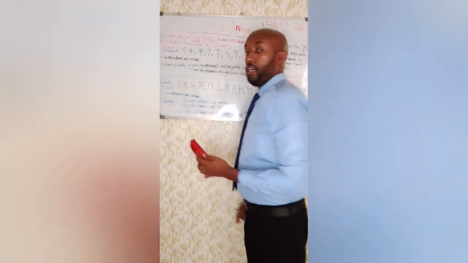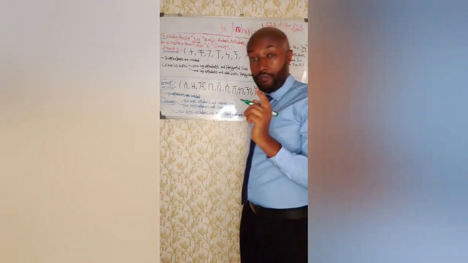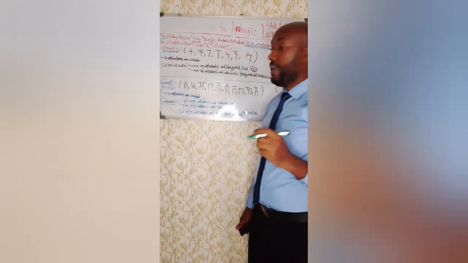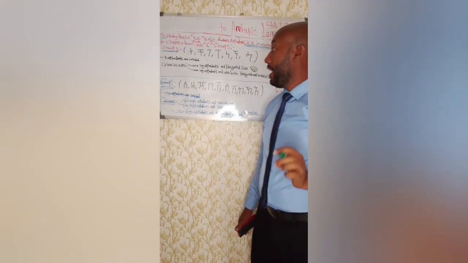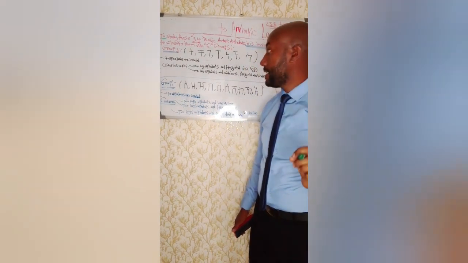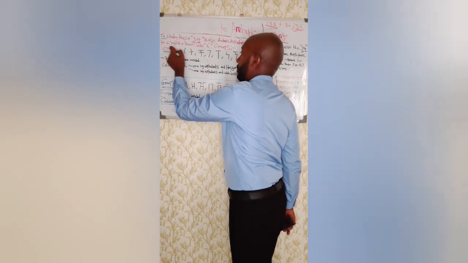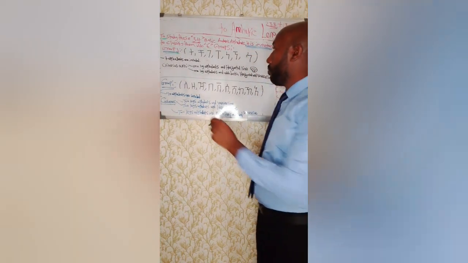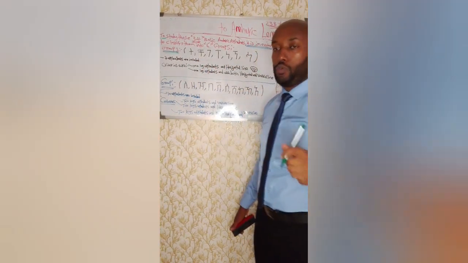The first one is group 1, okay? From the 34 Amharic alphabets, in order to be included under group 1, there are criteria. And before that, from the 34 Amharic alphabets, 7 alphabets are included under group 1, okay? 1, 2, 3, 4, 5, 6, 7. These 7 alphabets are included under group 1.